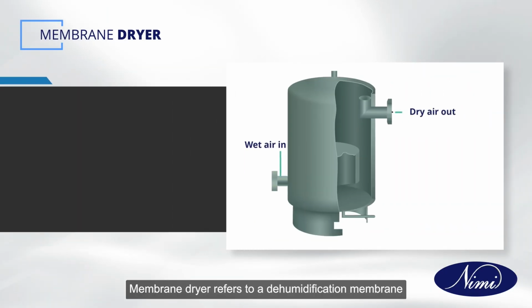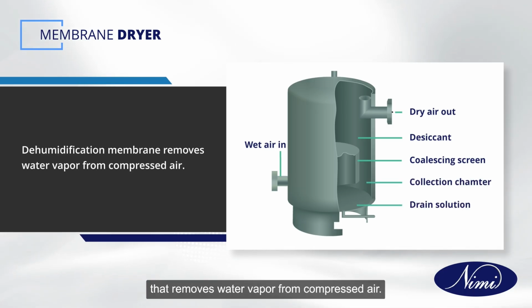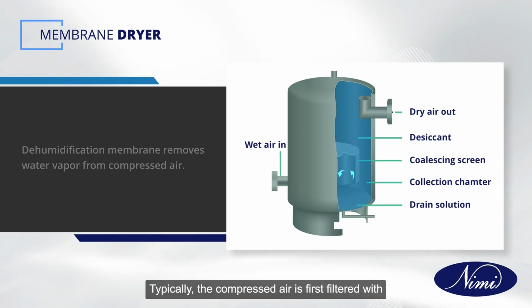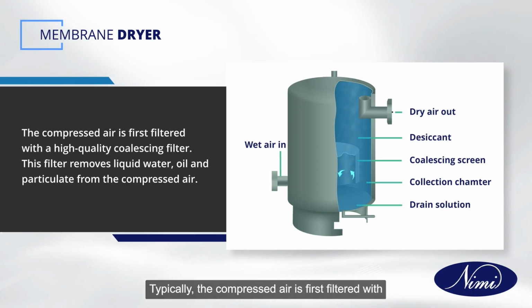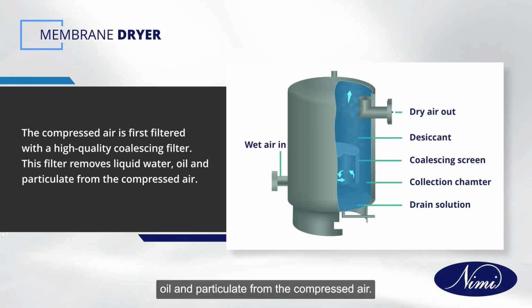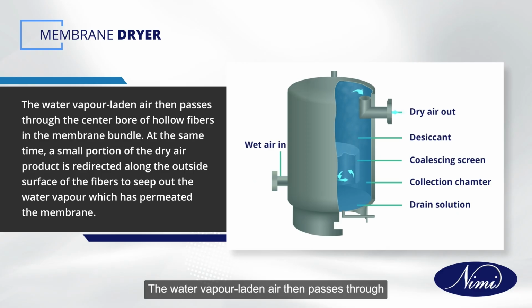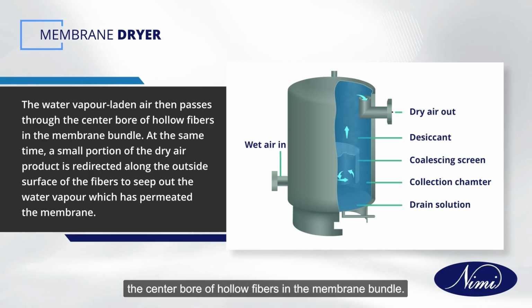A membrane dryer refers to a dehumidification membrane that removes water vapor from compressed air. Typically, the compressed air is first filtered with a high-quality coalescing filter. This filter removes liquid water, oil, and particulate from the compressed air. The water vapor-laden air then passes through the center bore of hollow fibers in the membrane bundle.